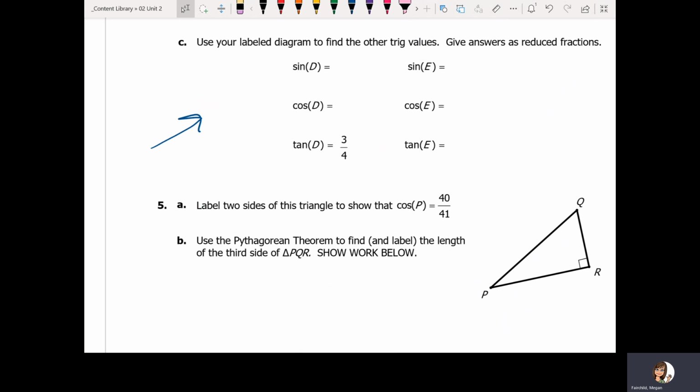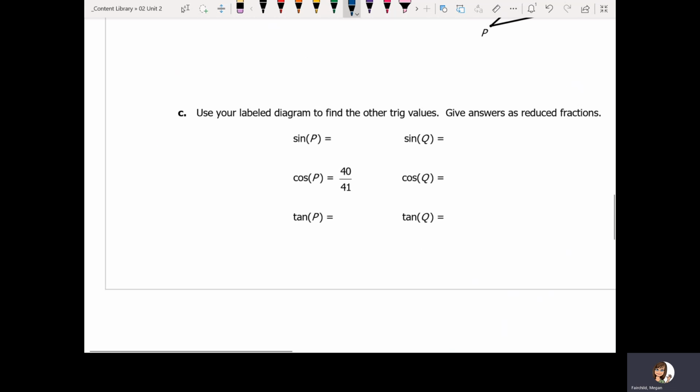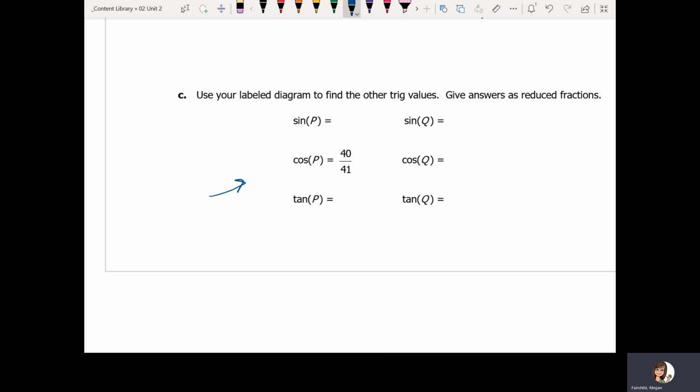This is what we just talked about. Label the triangle. Figure out these values. Please practice this tonight. The rest of the unit hinges on you understanding this stuff from today.